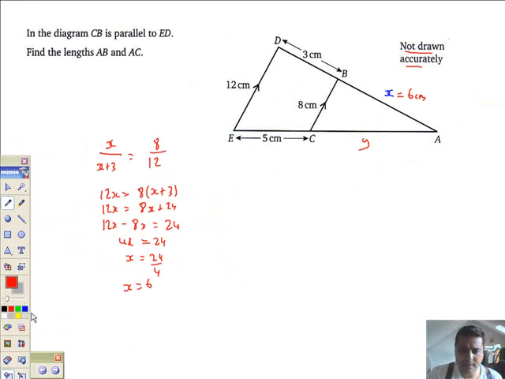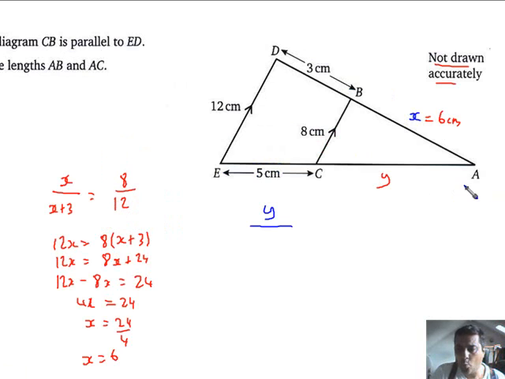Let's just do the Y. Different colour, right. So the corresponding length to Y is this longer length here, AE. So Y divided by Y plus 5. So I've gone little over big equals little 8 divided by big 12, alright?